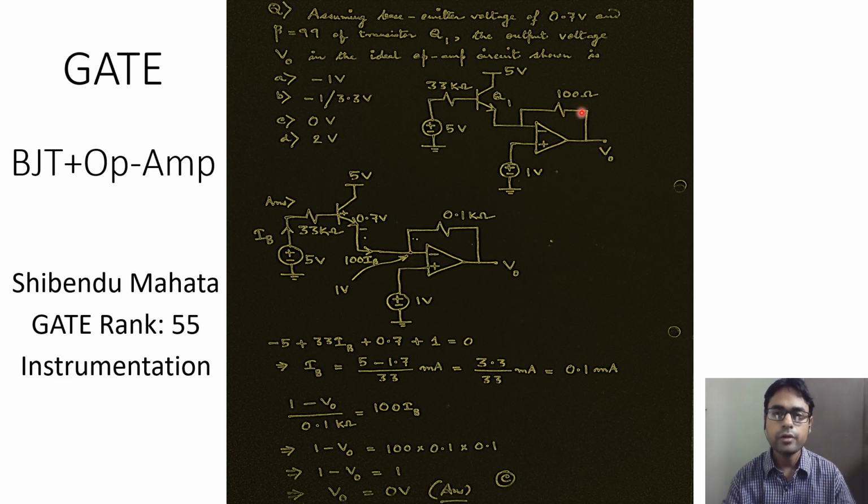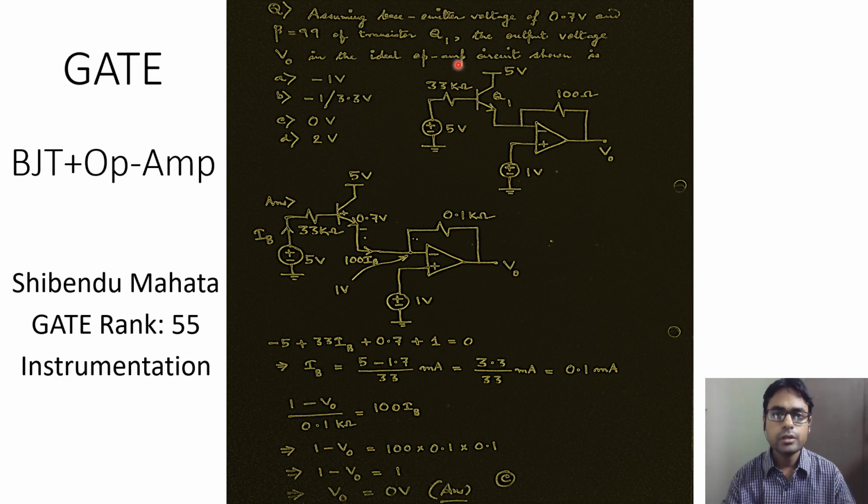Secondly, we are given a 100 ohm resistance, and here is a 33 kilo ohm resistance. Just like my previous videos, here also we will make the same substitution where we convert ohm into its kilo ohm format. So this 100 ohm resistance can be represented as 0.1 kilo ohm, and therefore all the currents in the circuit will turn out to be in milliamperes.